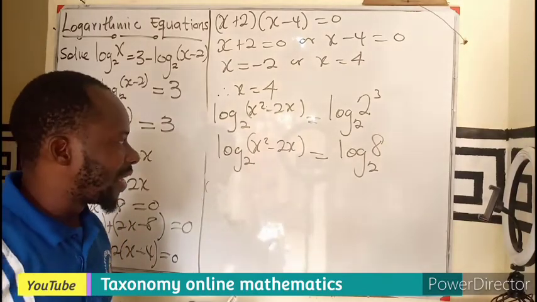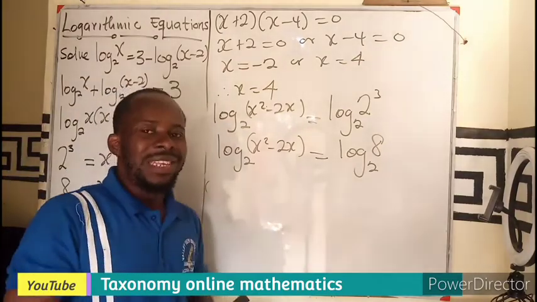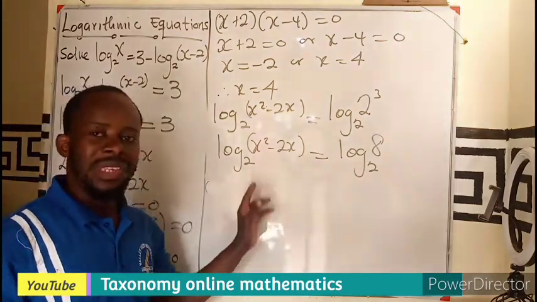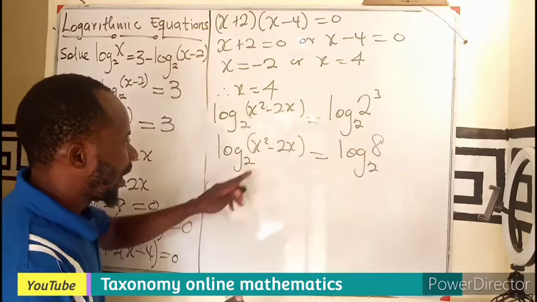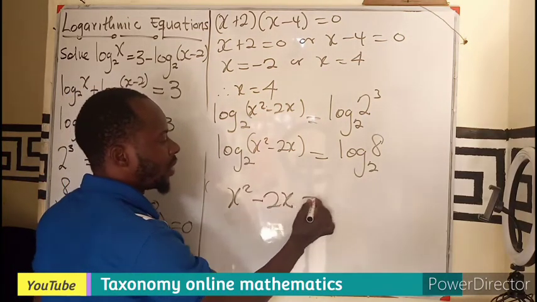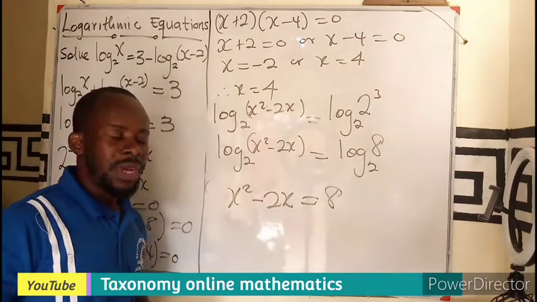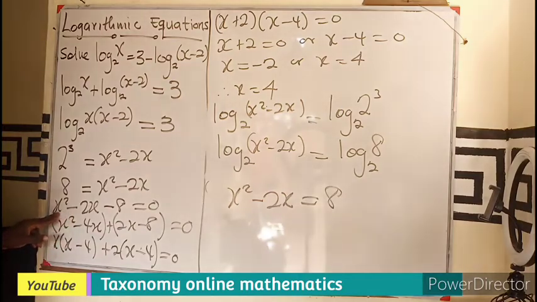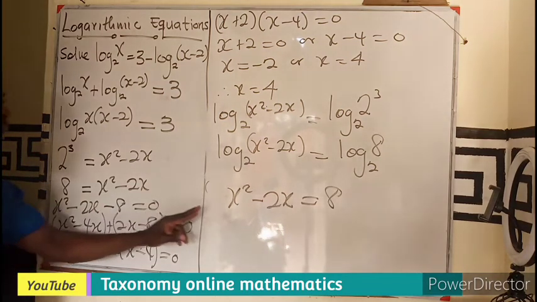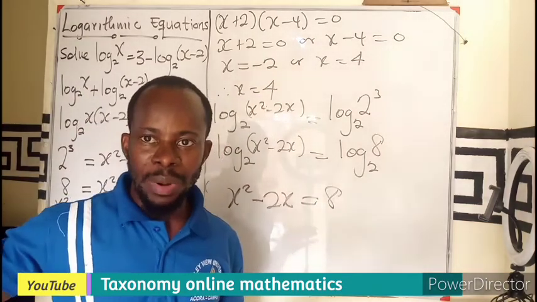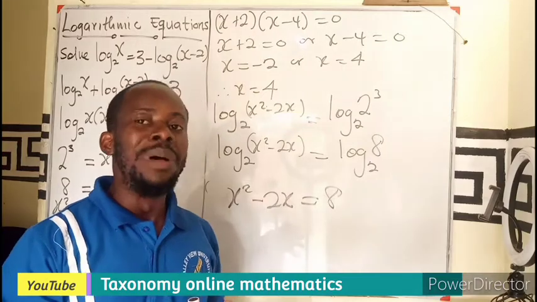The first method says that if I have a single logarithm at both sides, the logarithms of equal base are going to cancel out. So I'll be left with only x squared minus 2x equals what? 8. And you can see from here, I'll move my 8 in to give me x squared minus 2x minus 8 equals 0. And I'll end up getting the same answer. I believe you get the concept. So these are the two methods.